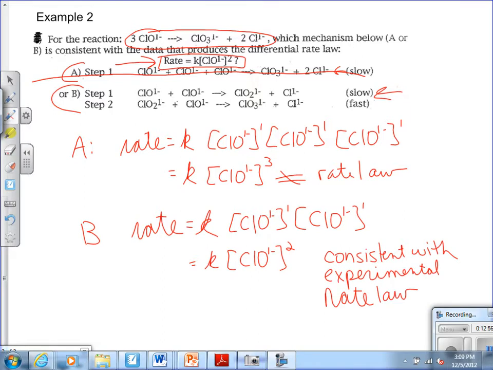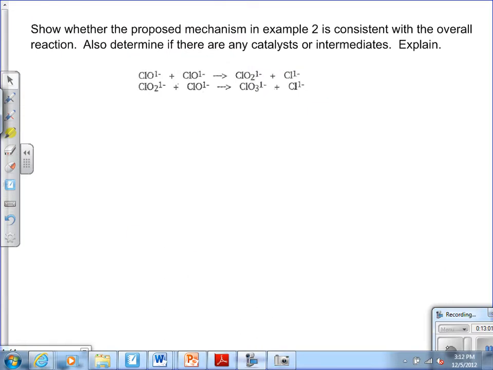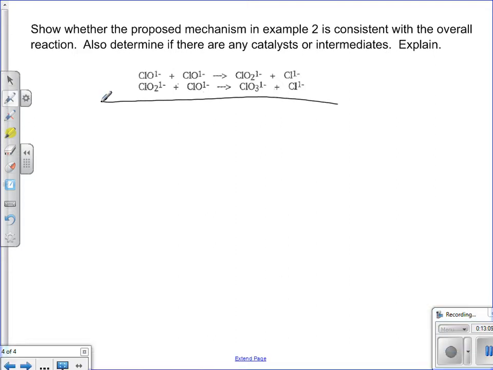Okay, so now we're going to have a couple more questions about this experiment. All right, so I'm recording. Okay, so here's my reaction. And I'm going to add those together. And first, let's see if there's anything that I can cancel out. I notice this ClO2 1 minus will cancel out.